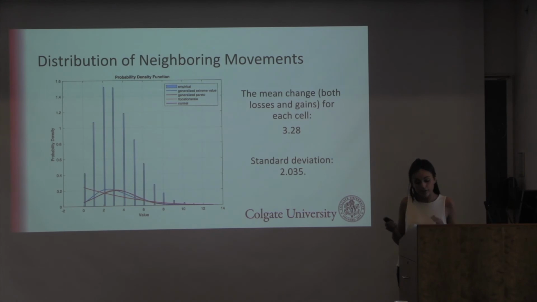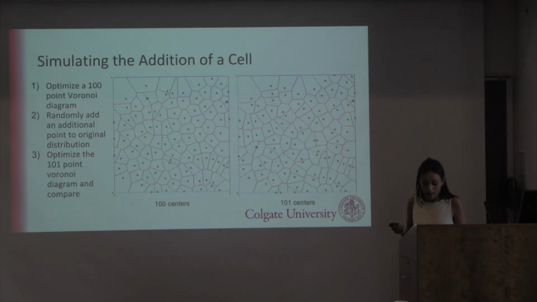Next, another addition within our code calculates neighboring movements of each cell. So we were actually able to calculate how many neighbors each cell has both gained and lost during our optimization process. And we found that the mean change, which includes both gains and losses for each cell, is 3.28, while the standard deviation of that is 2.035. And using this, we can help better understand how cell displacement and interactions during cell growth occur.